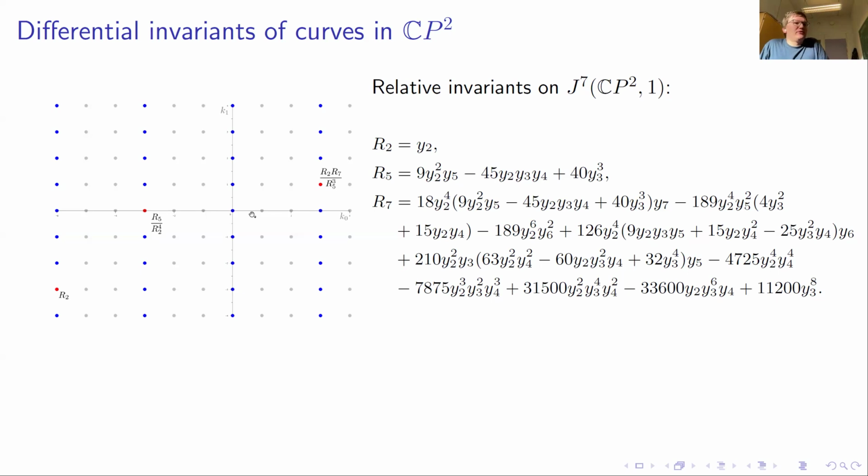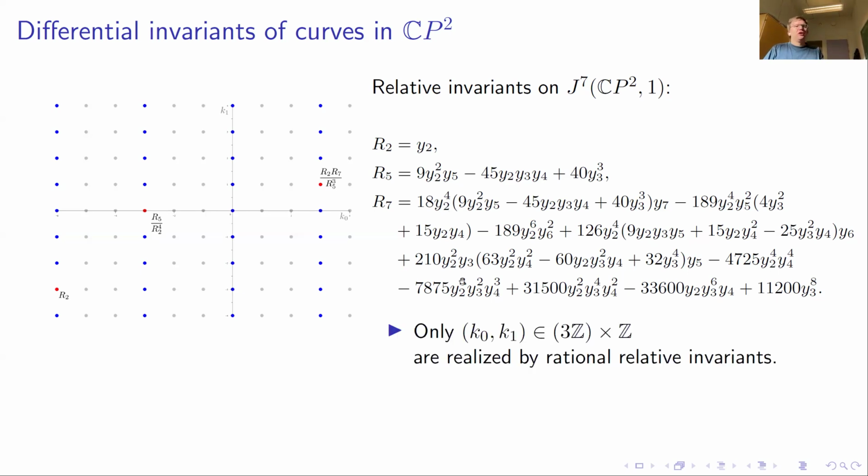So there are two things we notice here. We see them only for this very small set of relative invariants, but it's actually general. First, only this subset of line bundles is realized by rational relative invariants. At least we see it from J7, but it's not clear if it also works for higher order, but it actually does.